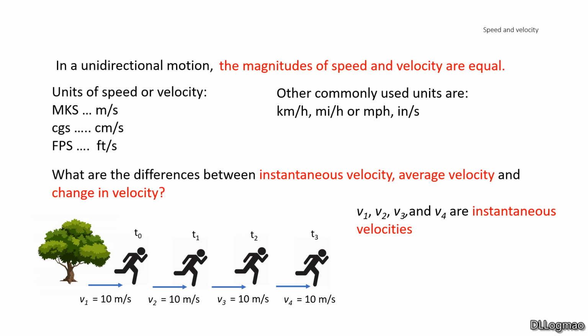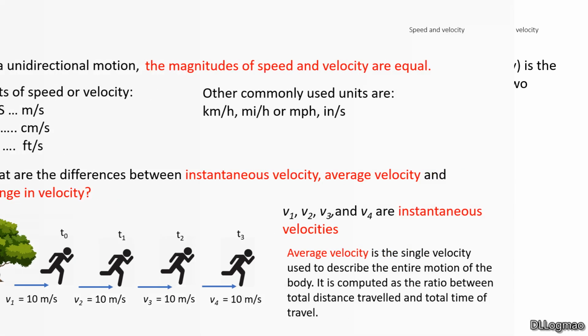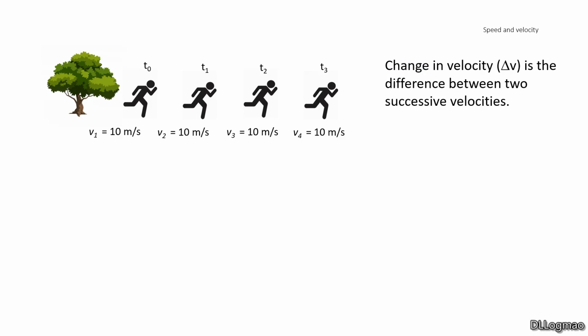The average velocity is the single velocity that can describe the entire motion of the man, which can be computed as the ratio of the total distance traveled and the total time of travel. Because the man ran 10 meters per second at all times, there is no change in its velocity.